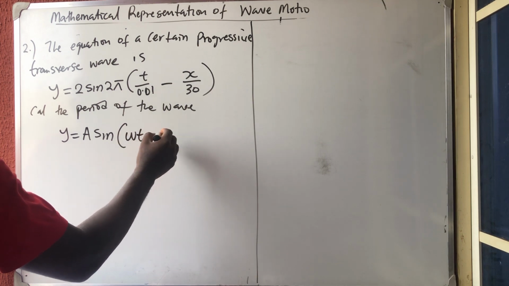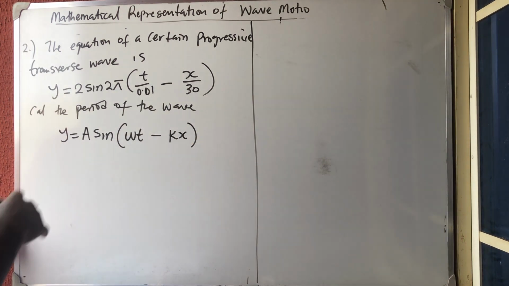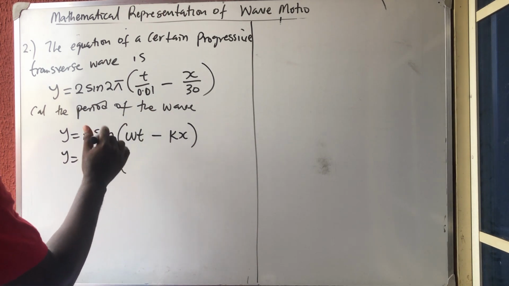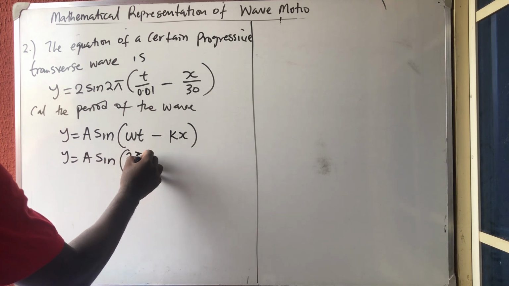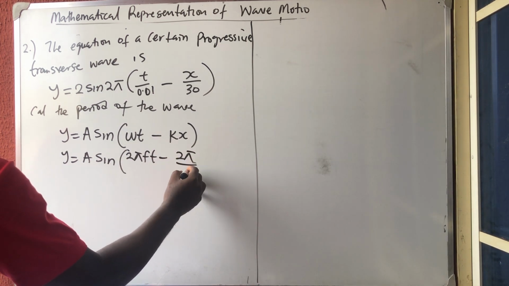Wt minus what? Kx. Don't forget this one. This one is okay. Then from here you will have that y is equal to A sine, okay, my w is what? 2 pi f. So 2 pi ft minus my k is what? 2 pi over lambda x.